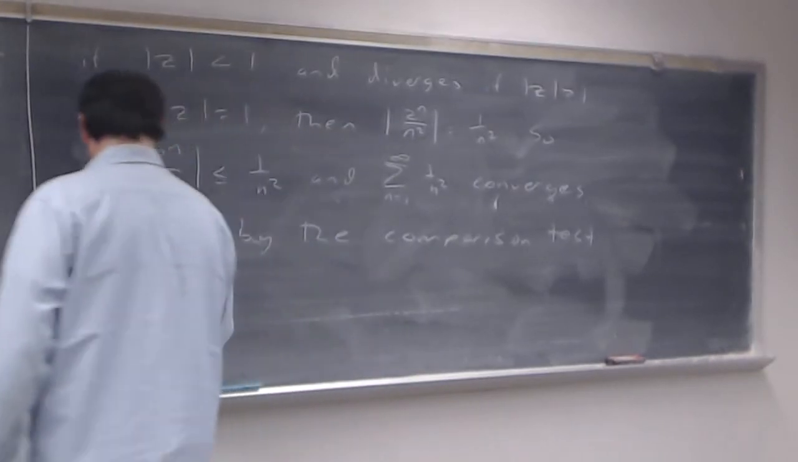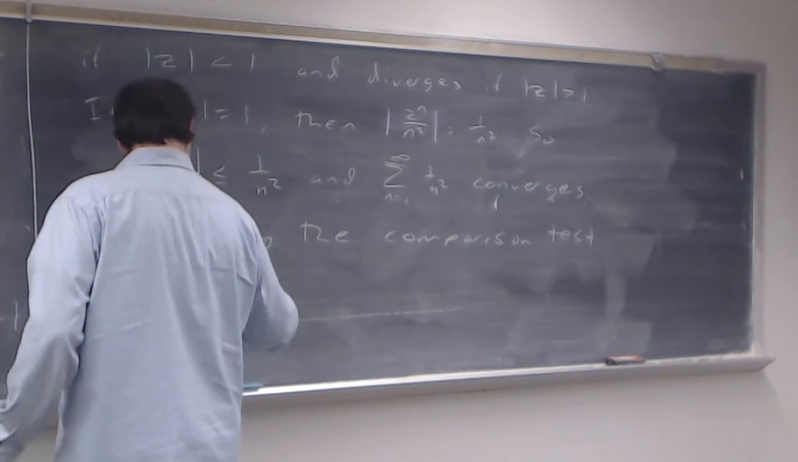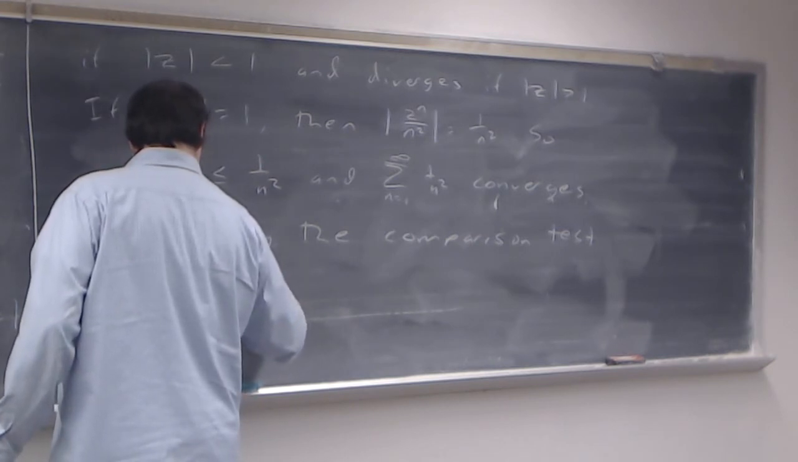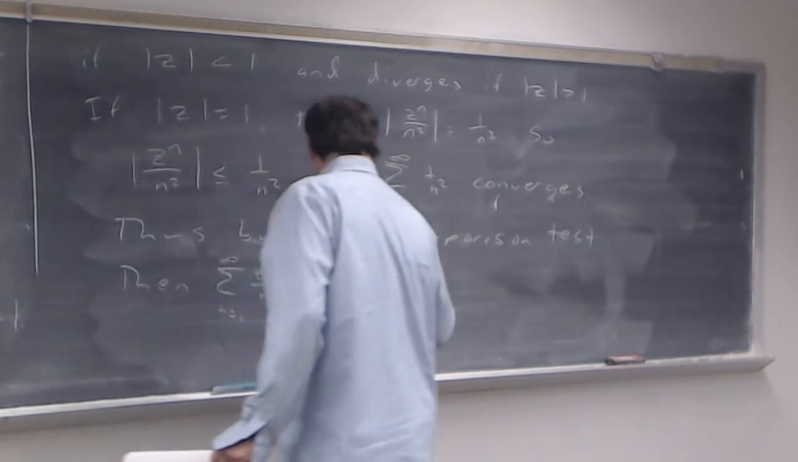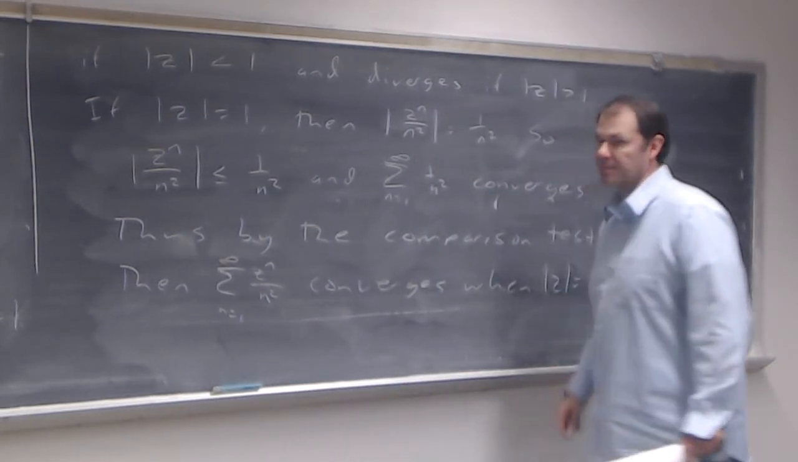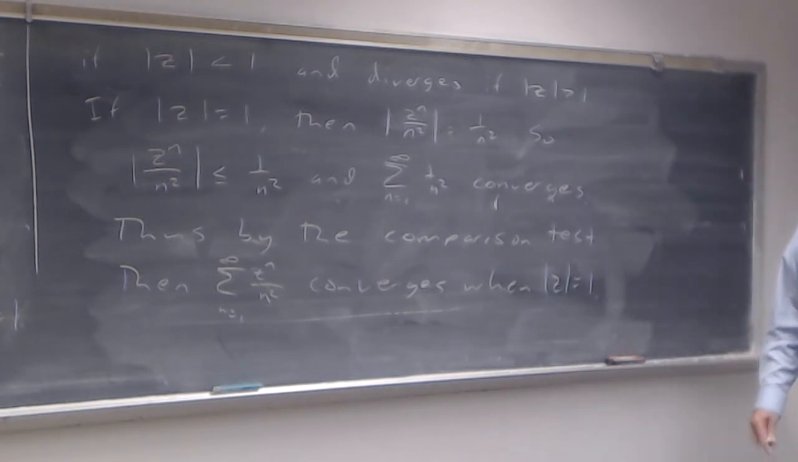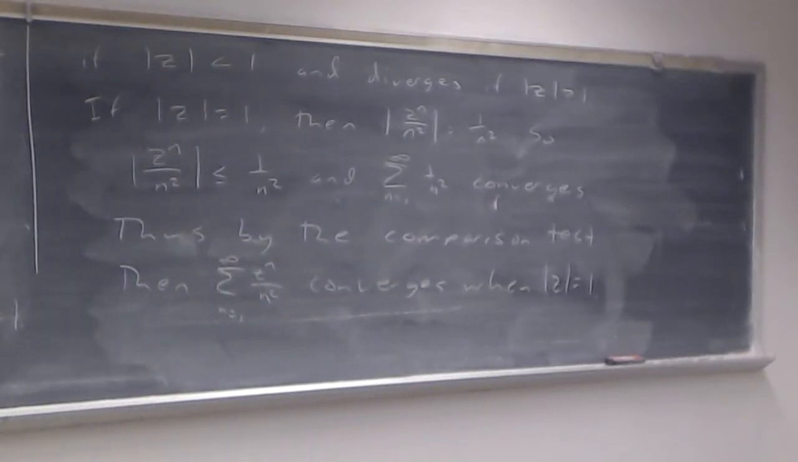So by the comparison test, that's going to force this series, z^n over n squared, to converge when the absolute value of z is equal to 1. So our last two examples show that we don't know what happens at that border. In the third example, we had divergence at the border of the radius of convergence. And here we have convergence on the border, that is when r is equal to 1.